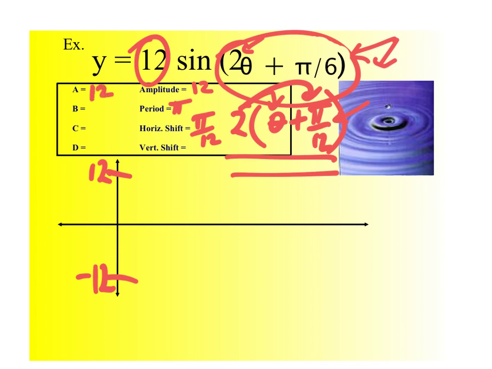Its A is 12. It's just the number that's right there. Its B is 2. It's the number that's right there. Its C is this number right there, which is pi over 6. Actually, it's after we factored out the 2. So it's that, pi over 12. And last but not least is its D. Its D is the number that would be out here, but there's nothing out there, so that's 0, or you could say none. All right.